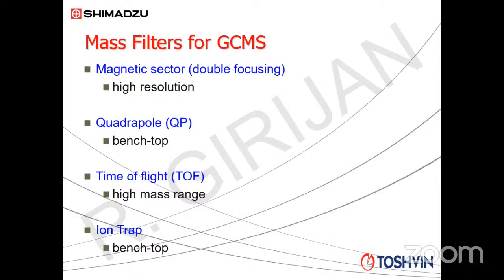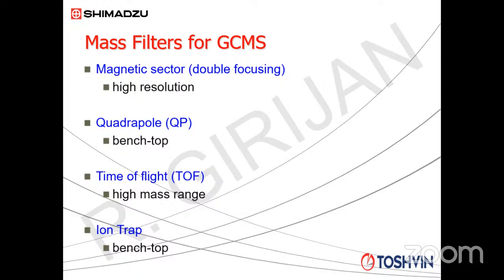That's why we call it QP, quadrupole system. It's a benchtop model. Then we have time of flight. Time of flight is basically for high mass range, like biopolymers and biological samples such as protein analysis, peptides, and high molecular weight compounds. We can use a time of flight mass analyzer.